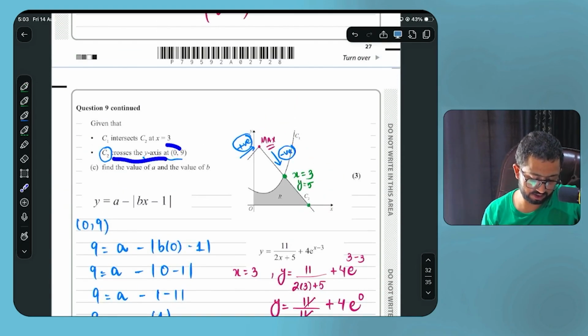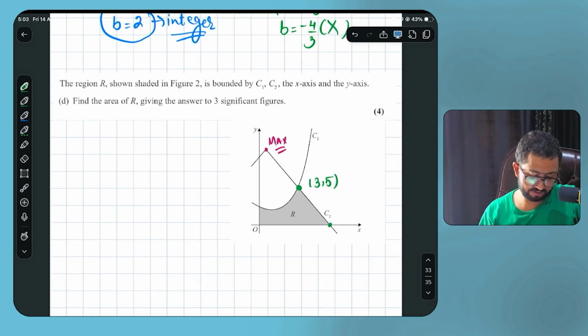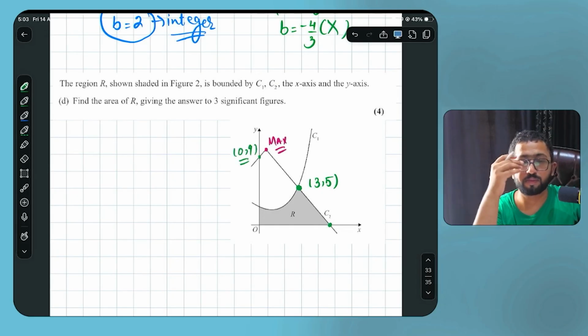It says it crosses the y-axis at 0, 9. So the region is shown shaded. Okay, C1 and C2, the x-axis and the y-axis. Find the area of region R.